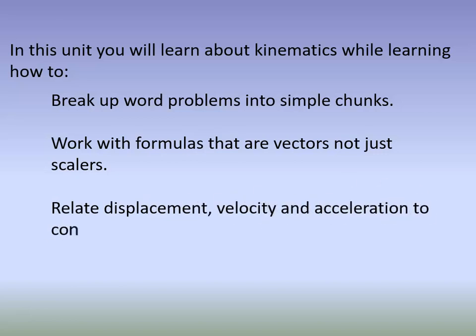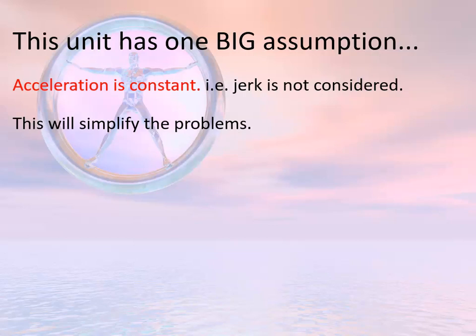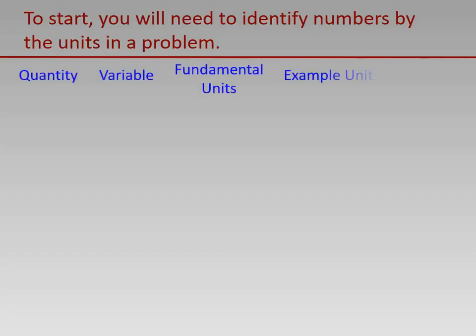And using these formulas, we are going to relate displacement, velocity, and acceleration, along with the time coordinate, to concrete situations. Now, a big assumption that we're going to be working with throughout this unit is that the acceleration is constant. In other words, jerk is equal to 0. And this is not only going to simplify the problems, but also allow us to come up with just a few equations which will apply to a wide variety of circumstances.